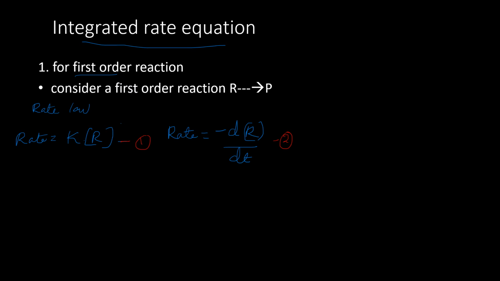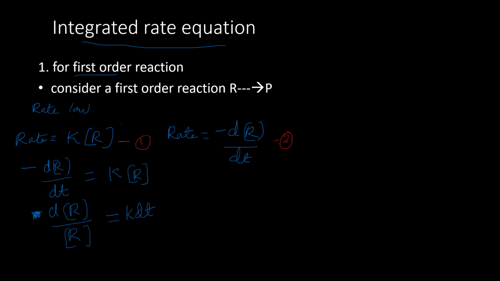Both left hand sides are the same, so we can equate equations 1 and 2. We get minus dR by dt is equal to k into R. Then we rearrange to put similar terms on the same side, so we get minus dR by R is equal to k dt, and we place the negative sign on the other side. Then we integrate this equation. Since k is a constant, we can take it outside. We know that the integral of 1 by x dx is ln x, the natural log of x, and the integral of dx is x.